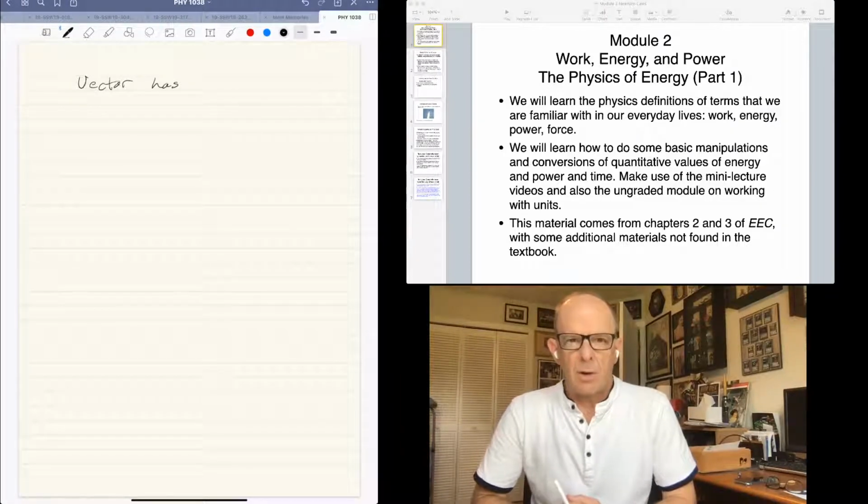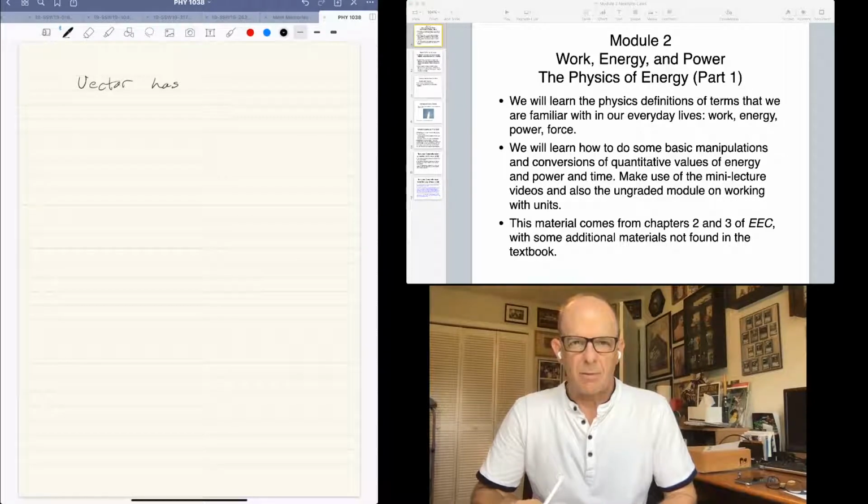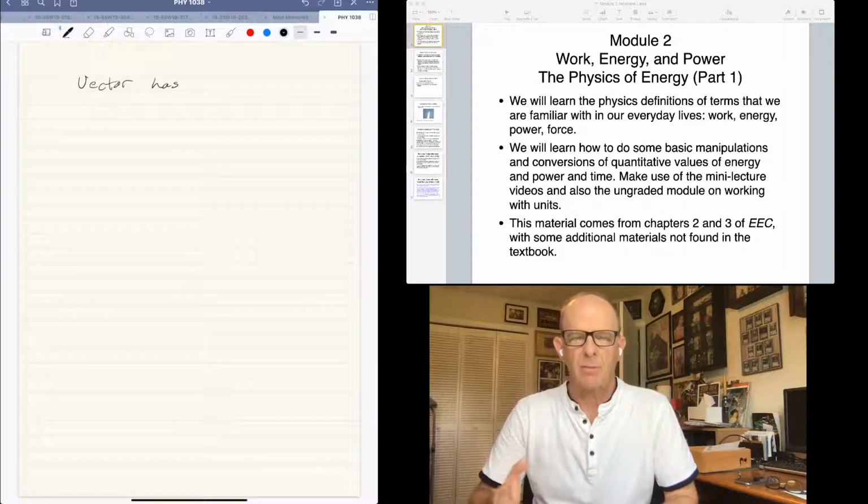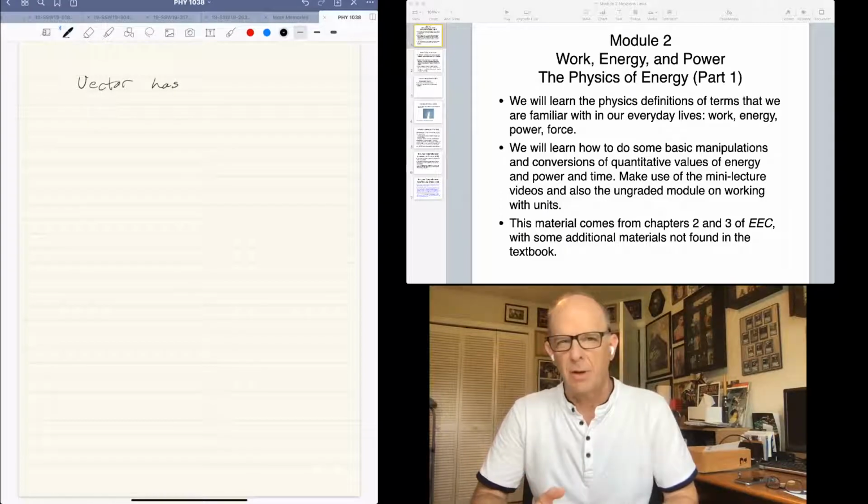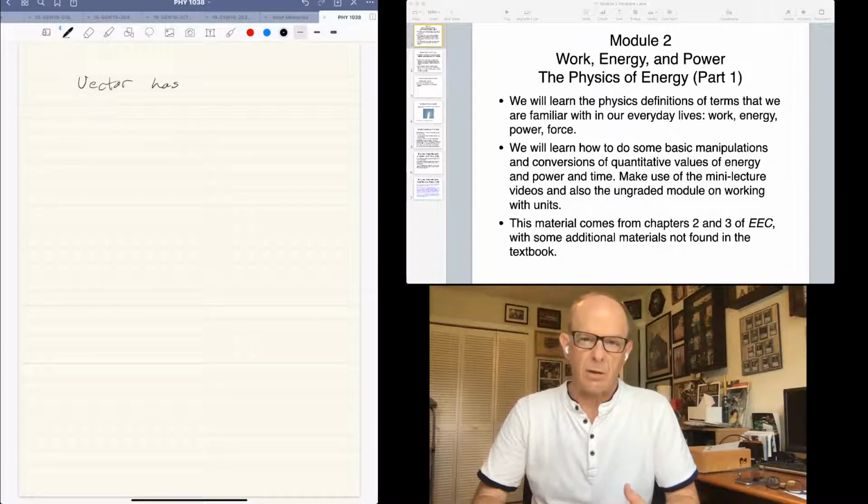In this module, we're going to lay some basic definitions, some foundations for some of the work that we're going to be doing the rest of the semester. We're going to be learning some technical definitions for terms that we are used to using in our everyday lives, such as work, energy, power, force, acceleration.